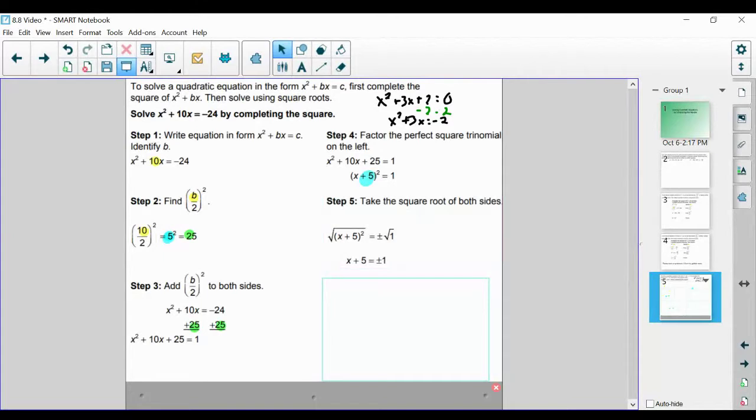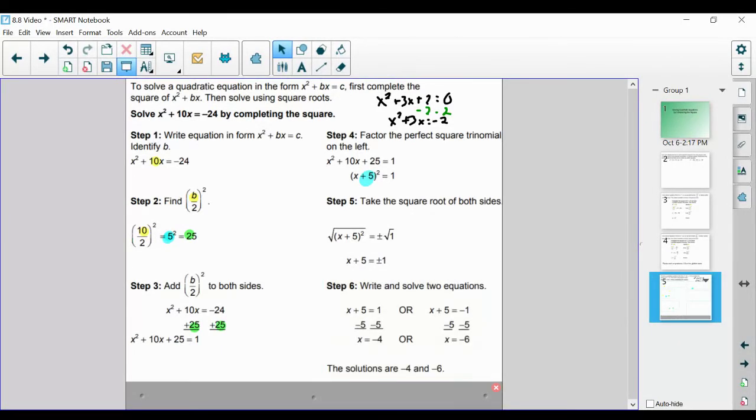Now we're going to take the square root of both sides. So we take the square root of x plus 5 squared and the square root of 1. So we end up with x plus 5 is equal to plus or minus 1, because 1 happens to be a perfect square. And now we're going to write and solve those equations. We're going to have x plus 5 is equal to 1, or x plus 5 is equal to negative 1. As we solve, we're going to get that the solutions are x is equal to negative 4, or x is equal to negative 6. So our final answers are negative 4 and negative 6.